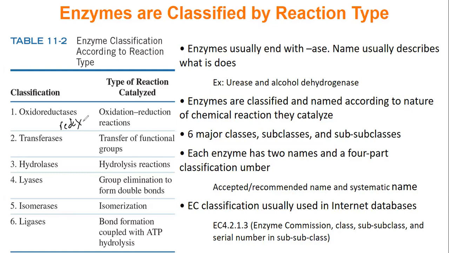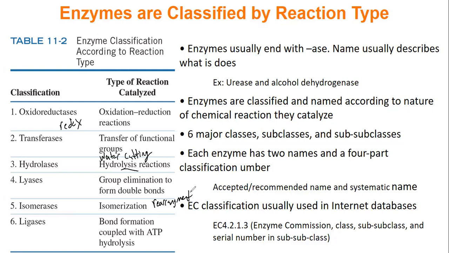We talked about hydrolysis way back in chapter 2. Remember, hydro means water, lysis means cutting. So this is a water cutting reaction. Lyase, that is you eliminate something to make a double bond. Isomerase is an isomerization reaction. If you don't remember what that means, rearrangement. You just rearrange functional groups on the same molecule.